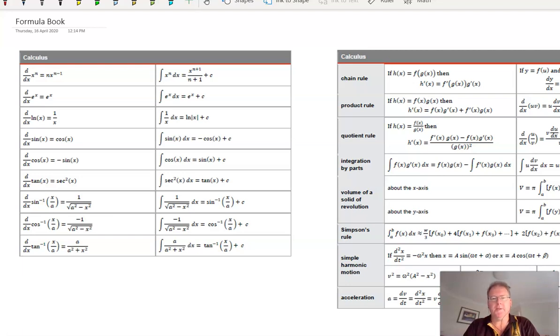In Unit 4 of Specialist Mathematics, one of the key topics that we're going to be covering is calculus, and in particular integration and some advanced integration skills. What you see on the screen at the moment is an excerpt out of the Specialist Math formula book for the calculus section. And I want you to pay particular attention to the bottom three on the left-hand side.